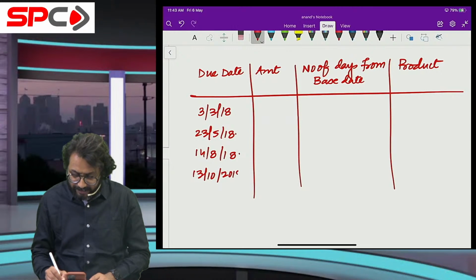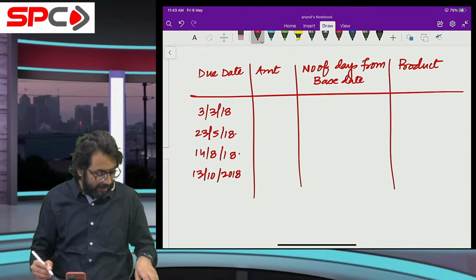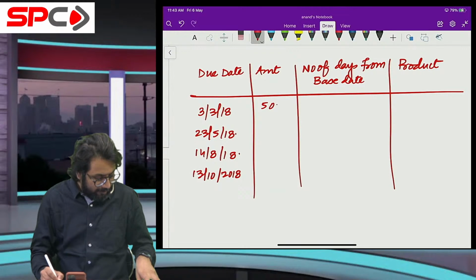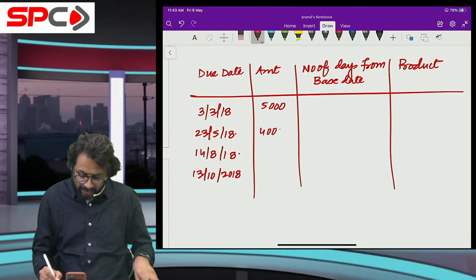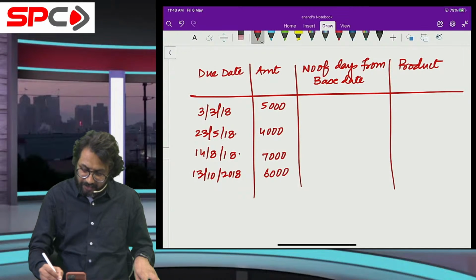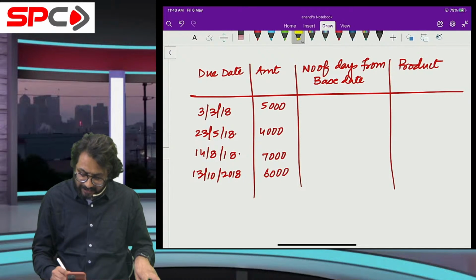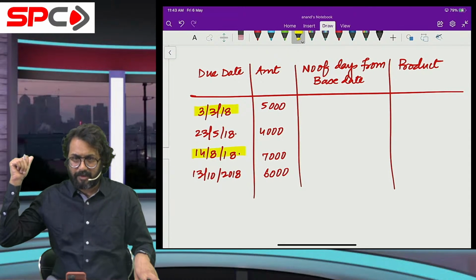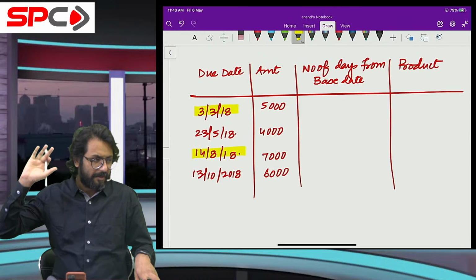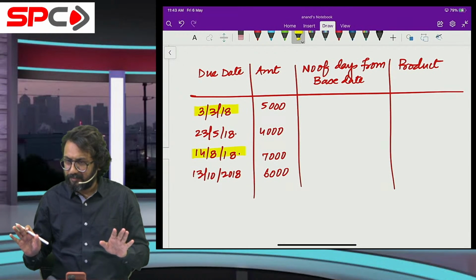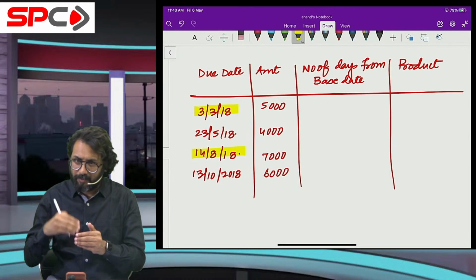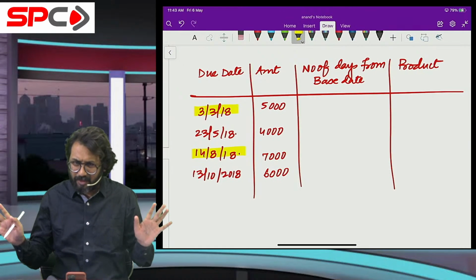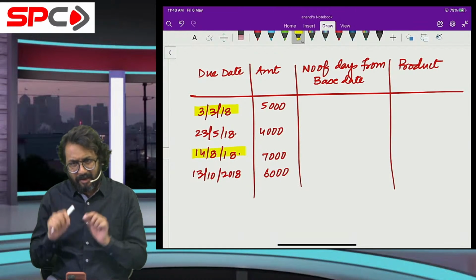Do you all agree? What is the amount, friends? 5,000, 4,000, 7,000, 6,000. How many of you committed the mistake in the due date of the first and the third? 14th August, you committed the mistake. So are you all now aware how to do it? In case you have committed a mistake, fine. That was the mistake. But in case you are able to solve it now, the mistake is not a mistake anymore. Is that okay? Have you understood now?